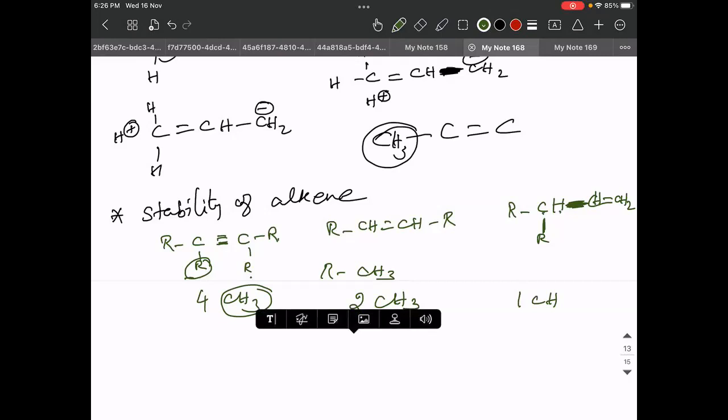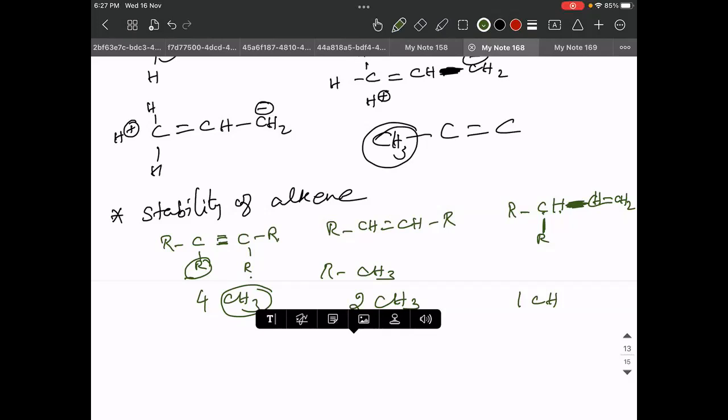Here you have only one CH, carbon carbon one CH. Here carbon carbon one CH3, CH3, CH3, CH3, 4 CH3. That's why, so that will be explained.